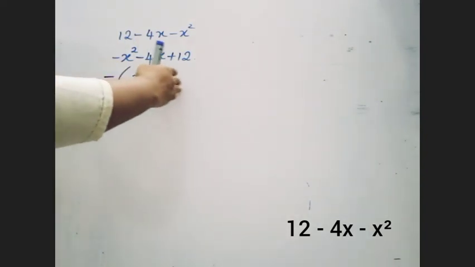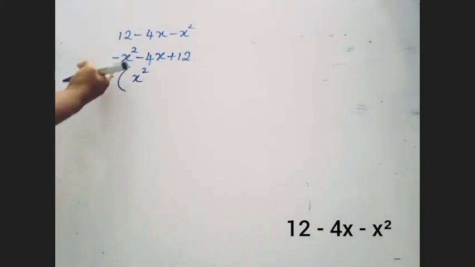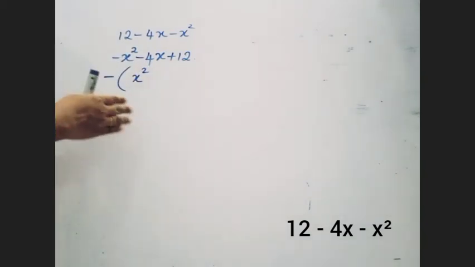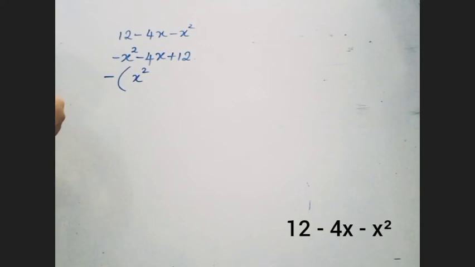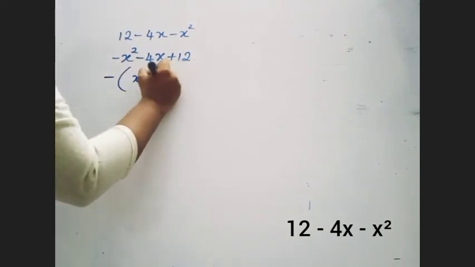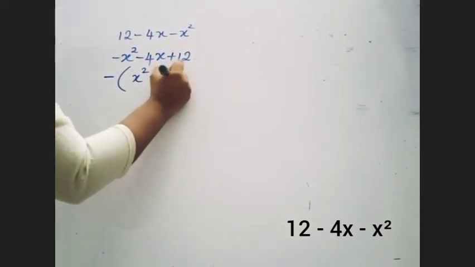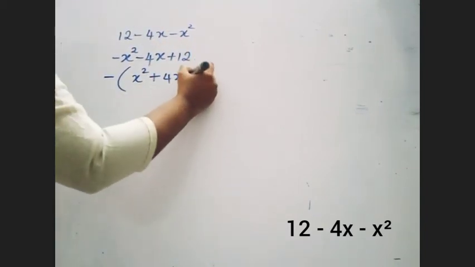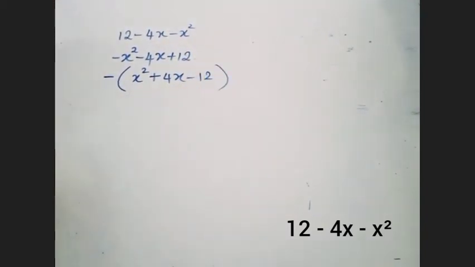Now all these signs will be changing since I am dividing by minus 1, which is minus. I am taking it outside the bracket. So minus into minus becomes plus 4x, and this would become negative 12. Now did you understand this part, children? So when you multiply this by negative, you will get this answer.